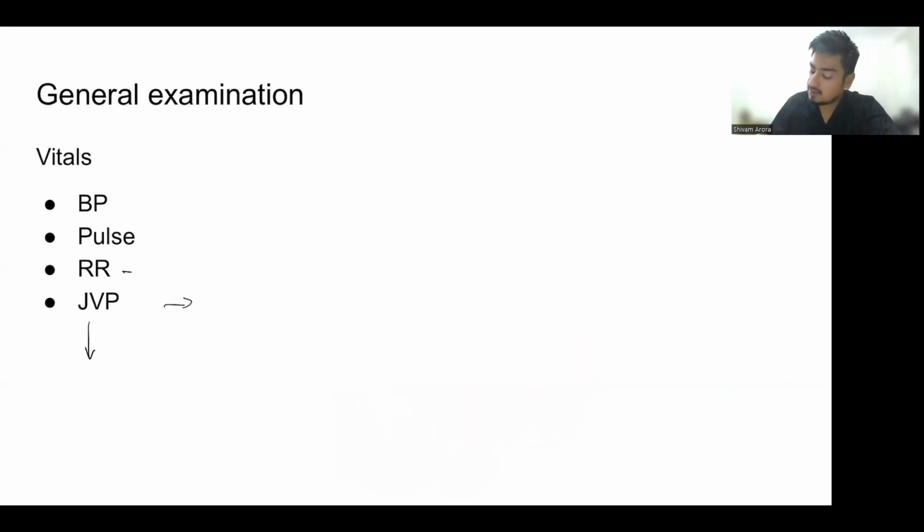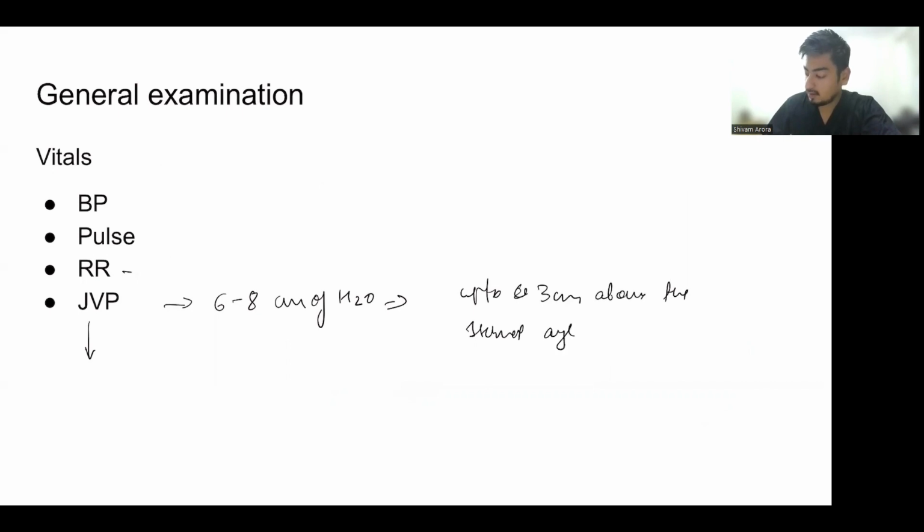Normal JVP is 6 to 8 centimeter of water. So we can say up to 3 centimeter above the sternal angle or 8 centimeter above RA. Okay. So if JVP is more than 3 centimeter above sternal angle, then we call it as raised JVP.